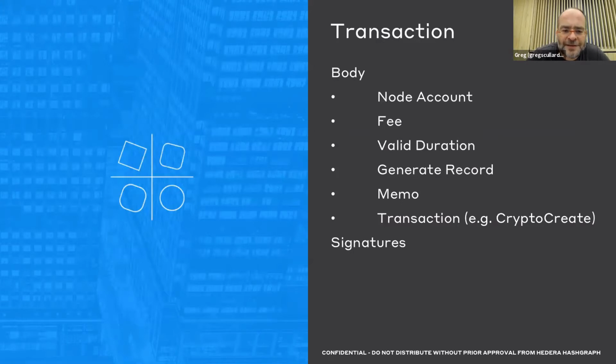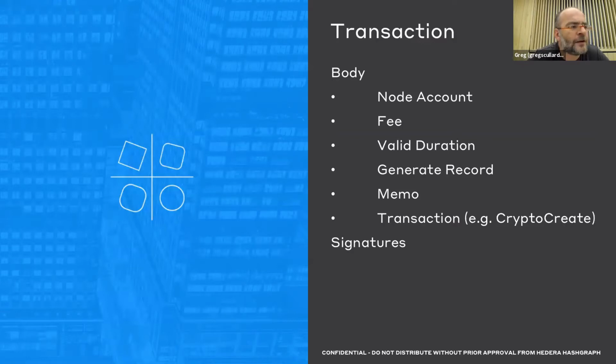A transaction in itself consists of a transaction body and signatures. The transaction body contains the details of the node's account, so this is the cryptocurrency account reference, if you want, of the node to which the transaction is being sent. The fee for that transaction that's being paid for by the client, and the valid duration for the transaction. So a valid duration introduces some interesting use cases potentially.